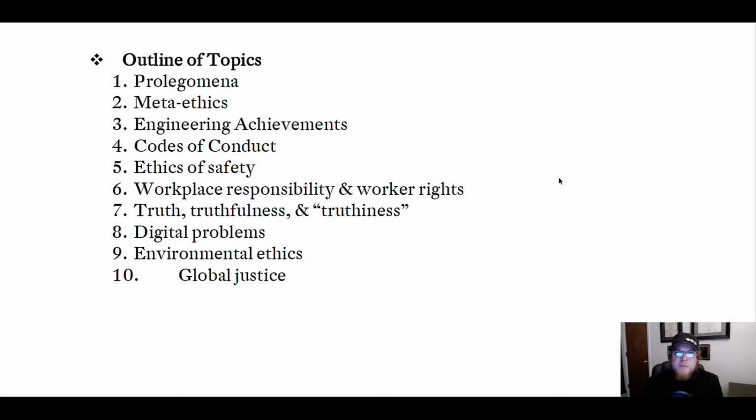Then we'll move on to codes of conduct in the engineering world. We'll talk about the ethics of safety. This has come up a lot, not just in the workplace for engineers, but even in our global behavior when it comes to, say, COVID-19 response. We'll talk about workplace responsibility, worker rights. We'll also talk about notions of truth, truthfulness, and truthiness.